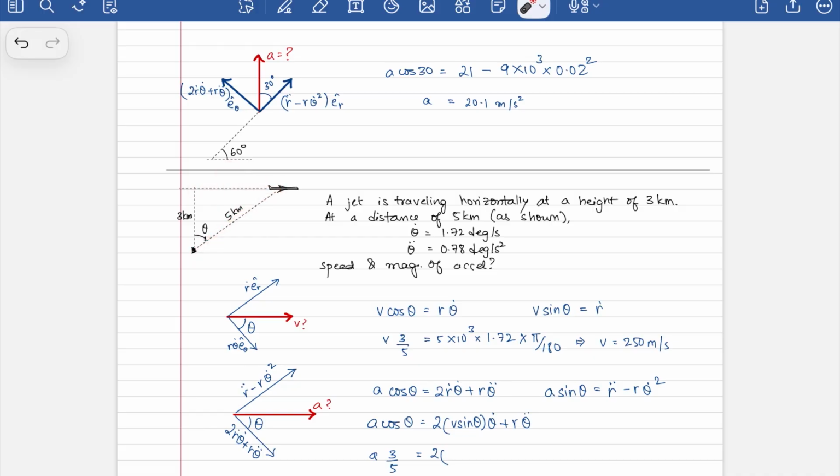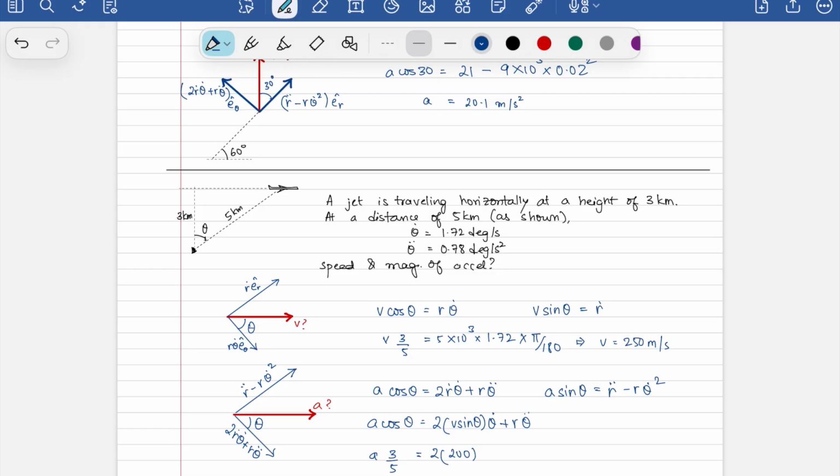So 4 over 5. You can just use Pythagoras to do it, or you can get the exact theta using the cos inverse and so on. However way you do it, you will get that V sine theta is equal to 200. And then you have theta dot given to you as 1.72 times pi over 180, plus r is 5 times 10 to the power 3. Theta double dot is 0.78 degrees per second square, so you have to again multiply it by pi by 180 to convert it to radians per second. With this, you will get A is equal to 133 meters per second square.